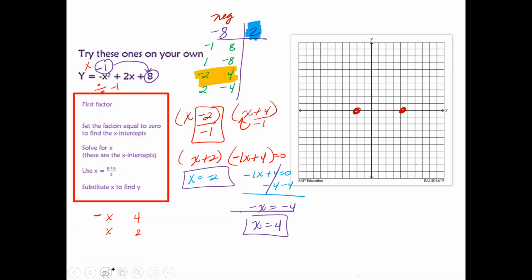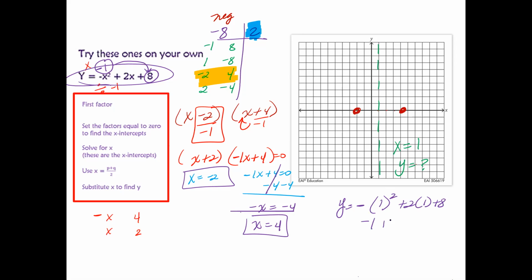Now, where is your axis of symmetry? You could add the 2 numbers together, or you could just go, well, where do you think the middle is? It's like right there. And that looks like x is equal to positive 1. But I have to figure out what my y is going to be. So I know that y is equal to negative x squared plus 2x plus 8. So that's going to be a negative 1 squared plus 2 times 1 plus 8.